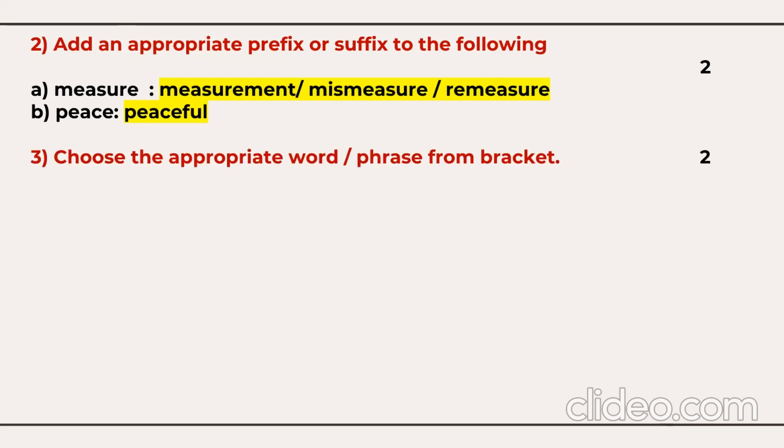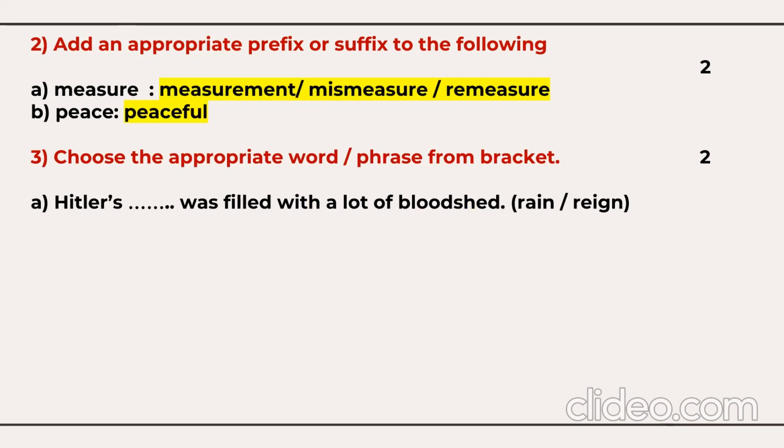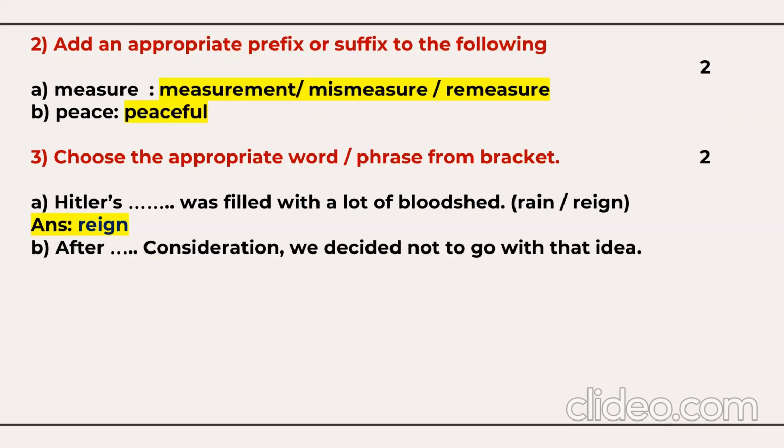Next question, you need to choose the appropriate word or phrase to fill in the blanks here. So Hitler's reign, R-A-I-N or R-E-I-G-N, was filled with a lot of bloodshed. What is the answer? R-E-I-G-N. That's the correct answer. Next, after careful or cautious consideration, we decided not to go with that idea. So what is the answer? After careful consideration. So this is how you need to answer here.